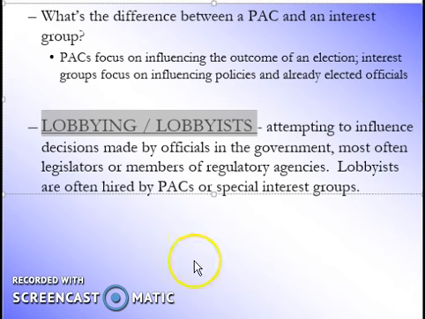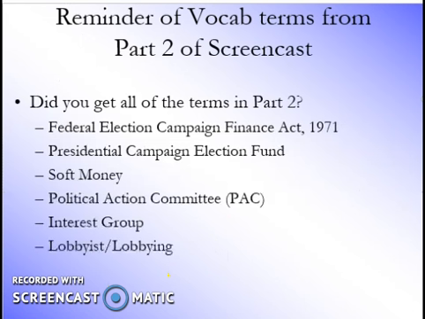And just to end part 2 of the screencast, these are the terms that you should have in your vocabulary list from part 2.